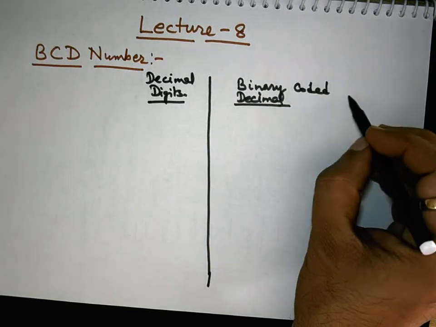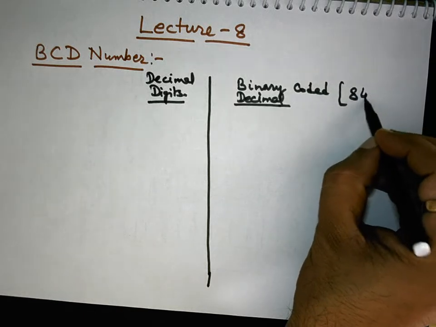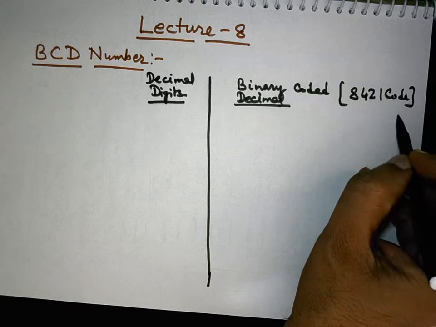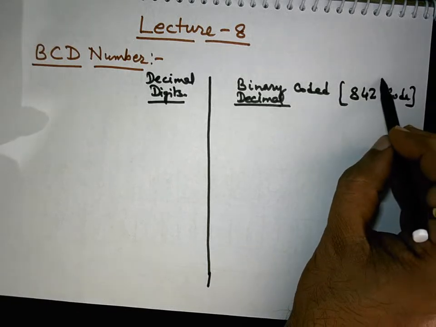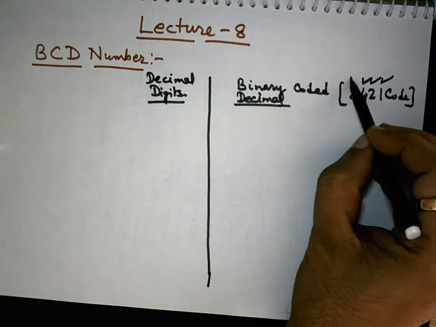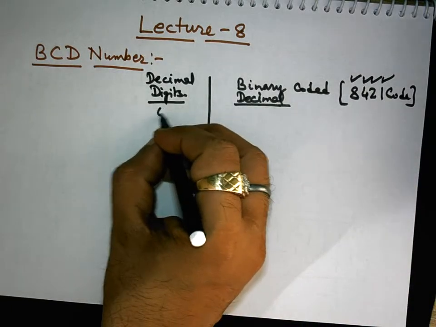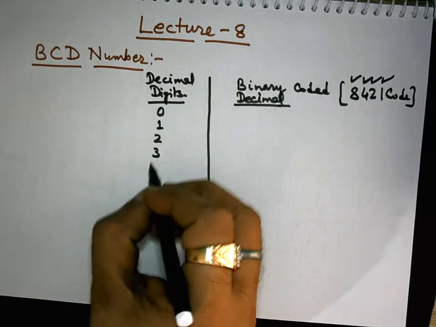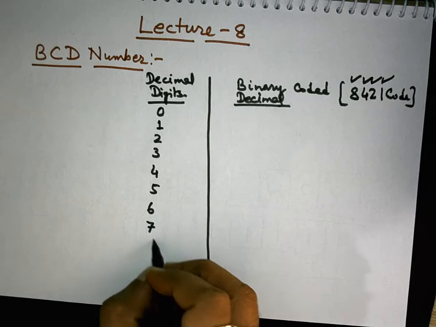And a very straightforward code of binary coded decimal is the 8421 code, in which each bit of this binary code is assigned a weight of 1, 2, 4 and 8. So suppose this way we have our decimal digits 0, 1, 2, 3, 4, 5, 6, 7, 8 and 9.